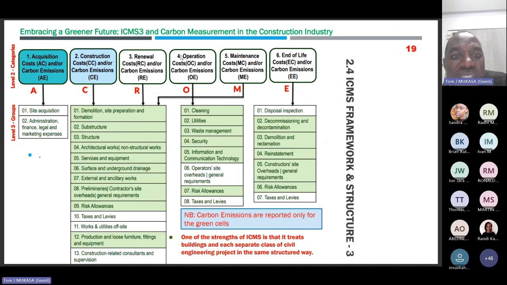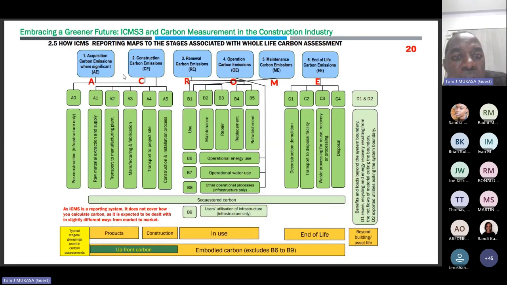And then all these other operational subsections are also there. But the greens are the ones where you are supposed to measure carbon. The others are deemed to be negligible, to have little contribution, and therefore you are not required to do that. We have also tried to use Joe's approach to map our presentation to the existing framework for carbon measurement.